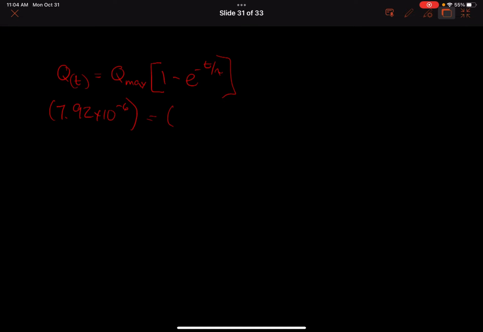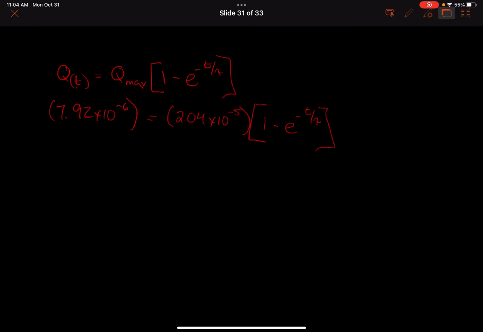My maximum I found in part B, which is 2.04 times 10 to the negative 5. And I'm going to multiply that by 1 minus e to the negative t over tau. I'm just going to write tau for right now because I'm going to walk you guys through this. We know tau is, what is it from our previous one? 2.14 from part A in our question, okay?